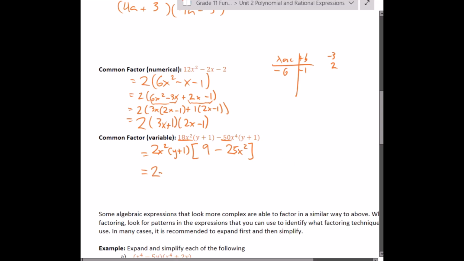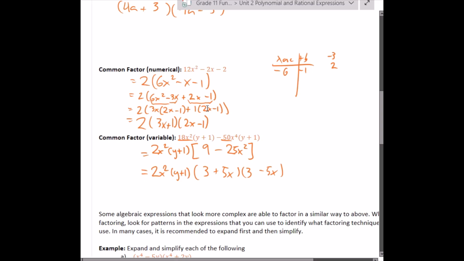So our coefficient here, the 2x squared times y plus 1, still remains. And then we have two brackets, plus and minus. The root of 9 is 3. The root of 25x squared is 5x. So it's 3 plus 5x and 3 minus 5x.